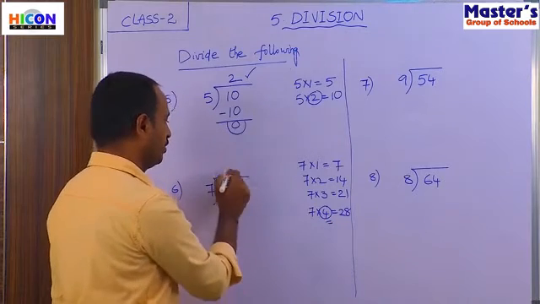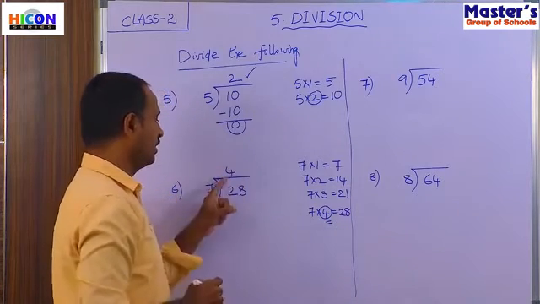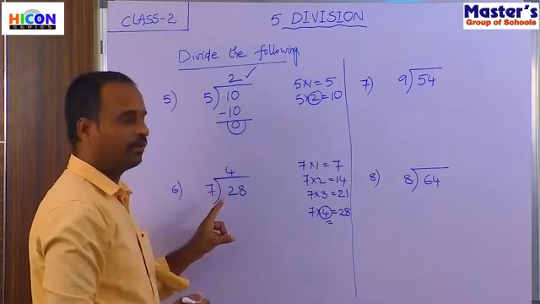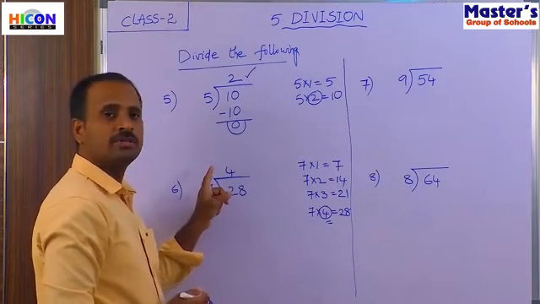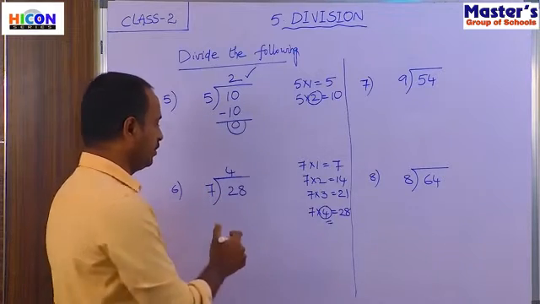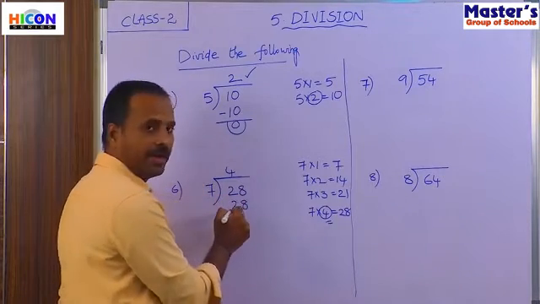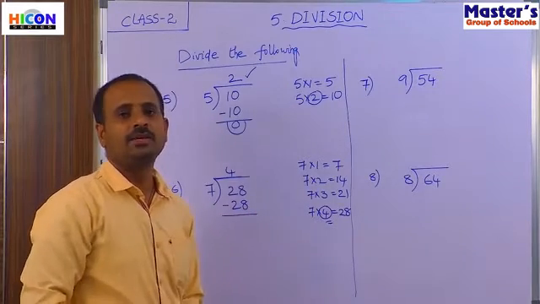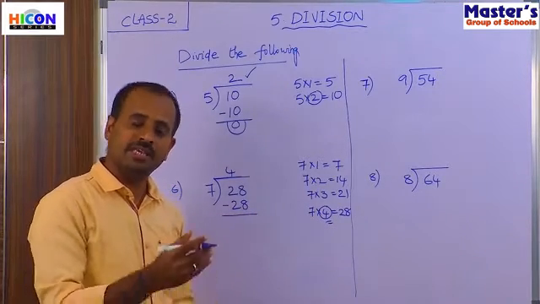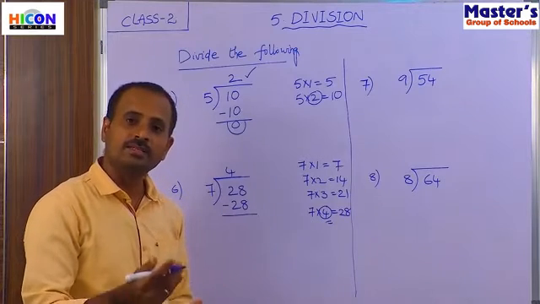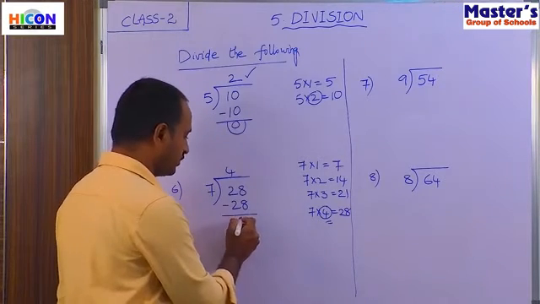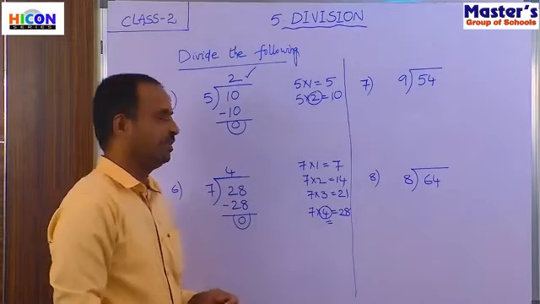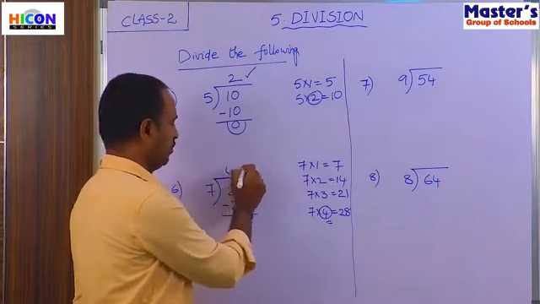Write this 4 in the quotient on the line above the dividend. Now multiply 7 and 4. 7 fours are 28. Write the product 28 below the dividend and subtract. 28 minus 28. If you subtract any number from the same number itself, the answer is 0. So what is the answer here? The answer is the quotient. What is the quotient? 4. So 4 is the answer.